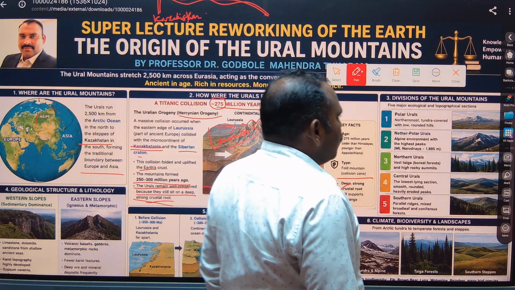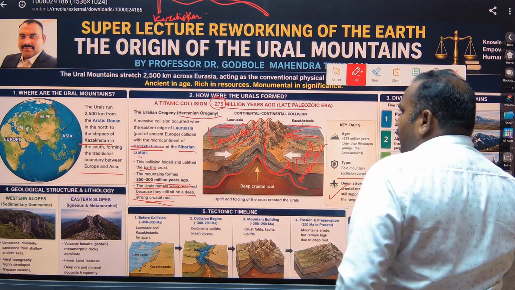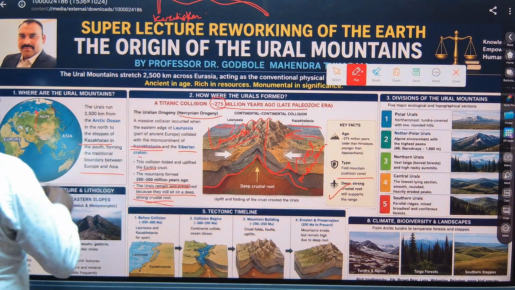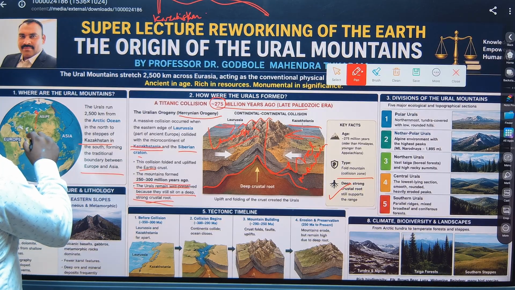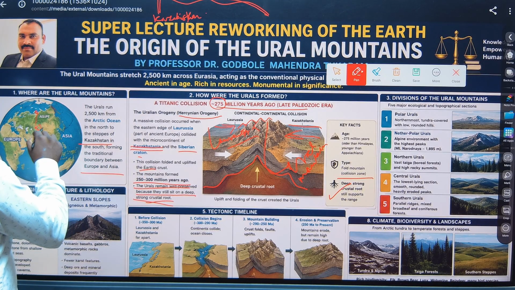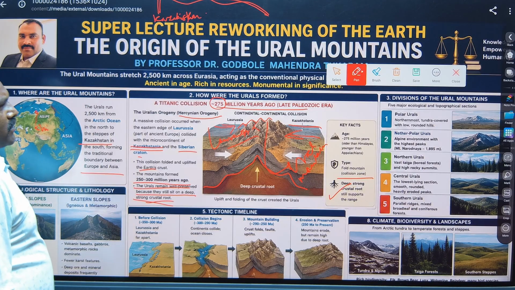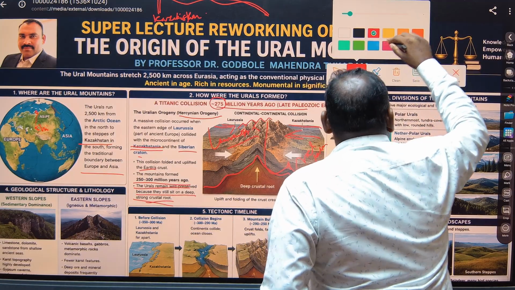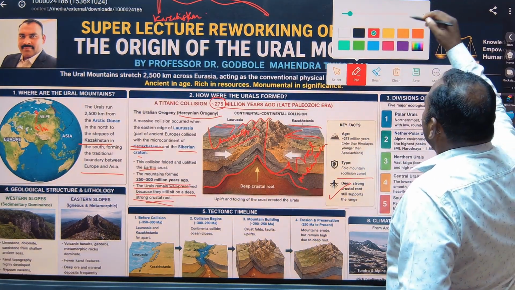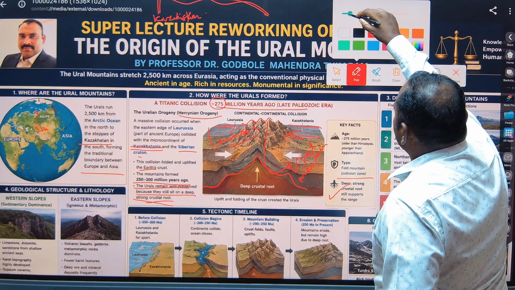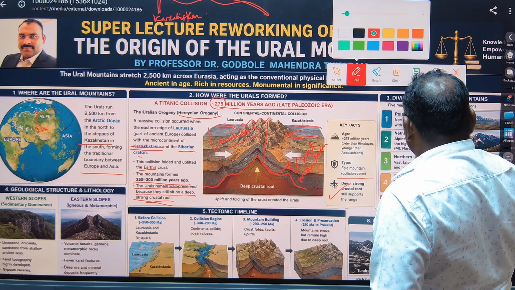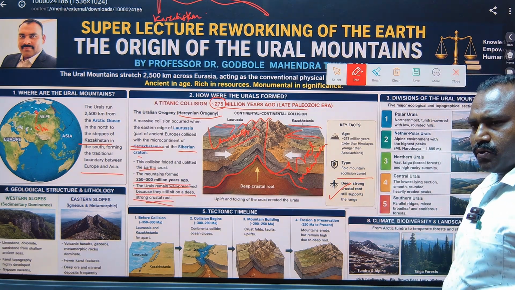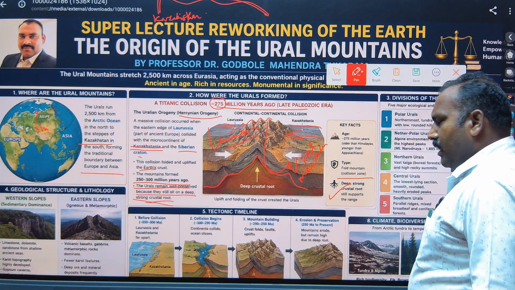This Ural mountain runs from the Arctic Ocean to Kazakhstan or the Siberian plateau, and it has 5 different zones, which are also situated elevation-wise.